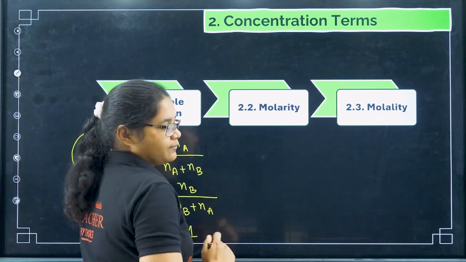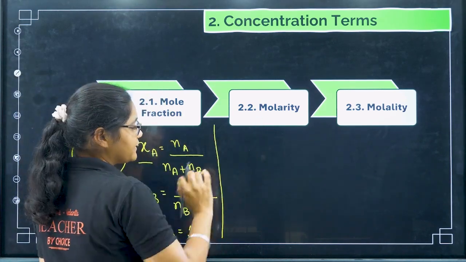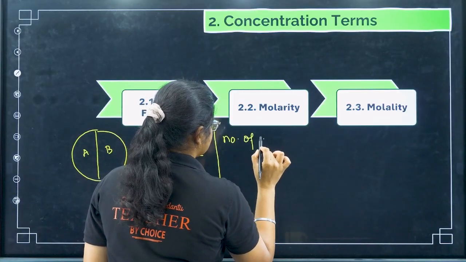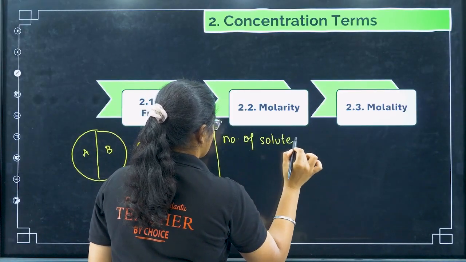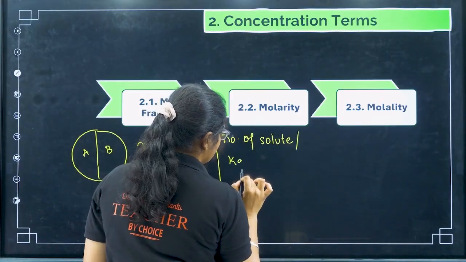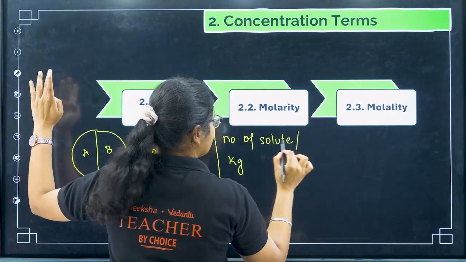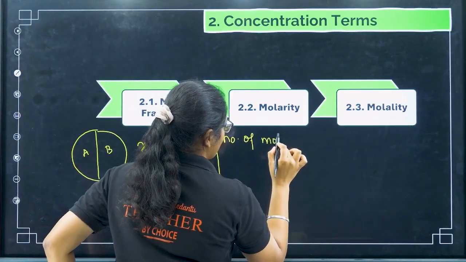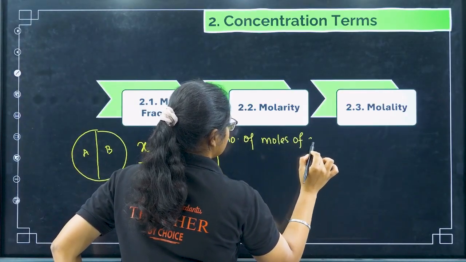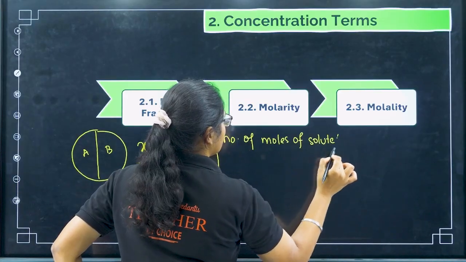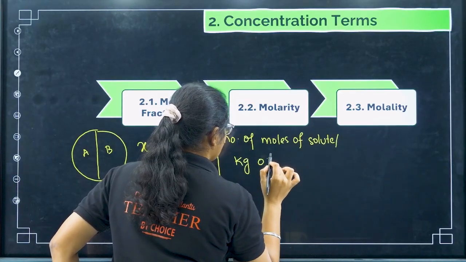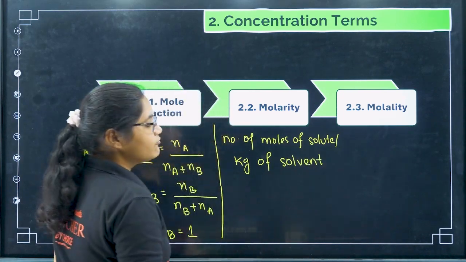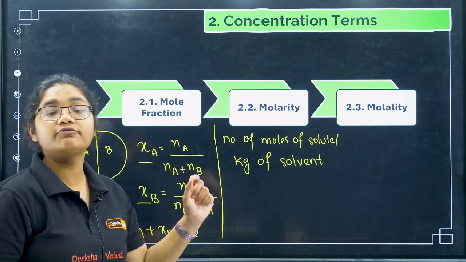Next, molality. What is molality? This is very important. Molality is number of moles of solute per kg of solvent. Number of moles of solute per kg of solvent.